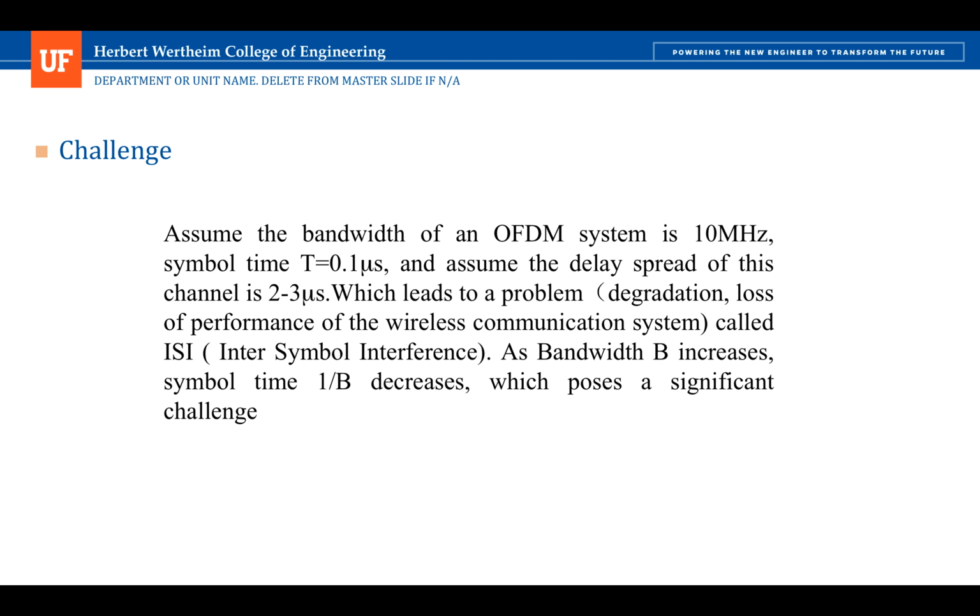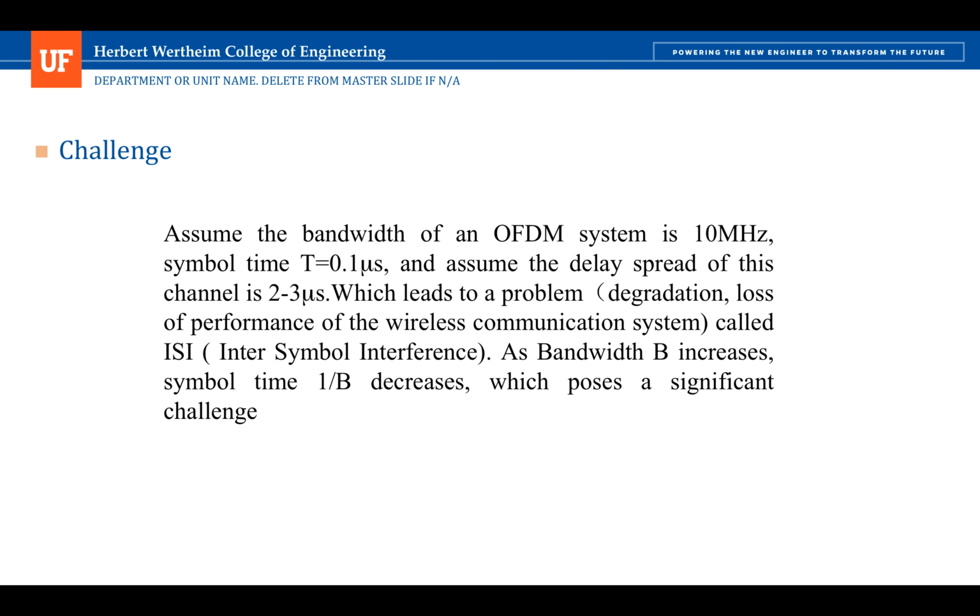Compared to other systems such as the GSM system, which has a bandwidth of 200 kHz, OFDM can have as much as 20 MHz. Therefore, its data rate is higher.